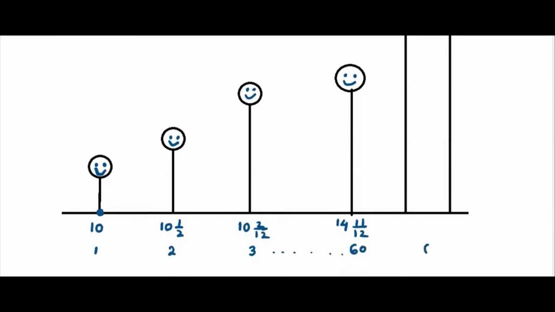I think 61. Let me confirm. If you start from 10 years 1 month, and this is time 1, this is time 2, this is time 3, then the number of points should be odd or even. So it should be 60, probably 60. Okay.